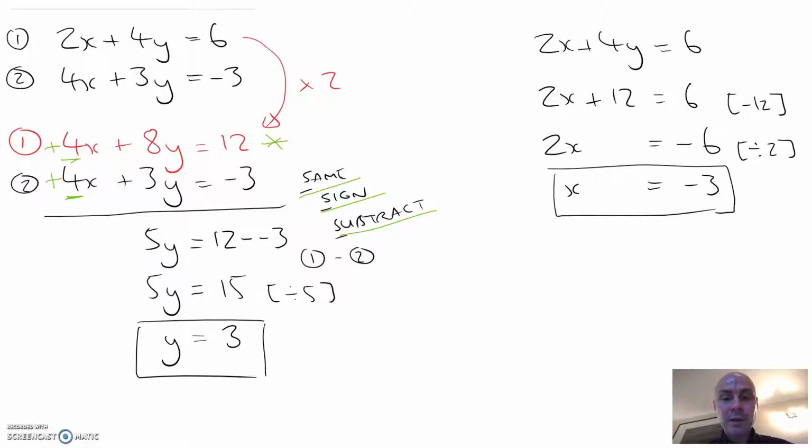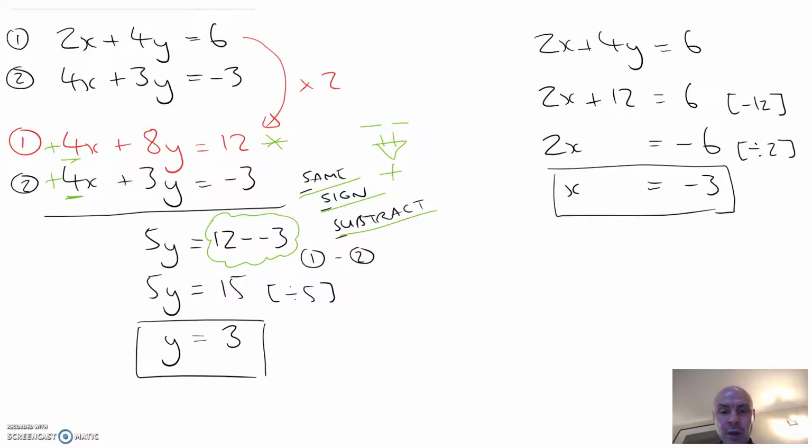4x take away 4x was nothing. 8y minus 3y was 5y. I've then got to be really careful. I've got to do 12 take away negative 3. And those two negatives there, a negative and a negative, I've got to remember they give me a plus. Okay, so 12 subtract negative 3 is the same as 12 plus 3, it's 15. So that's something you may need to watch.